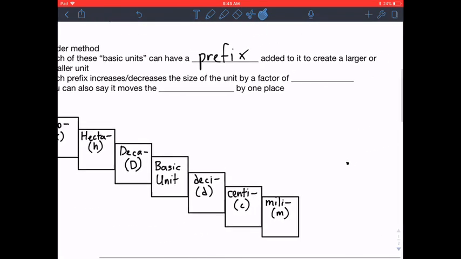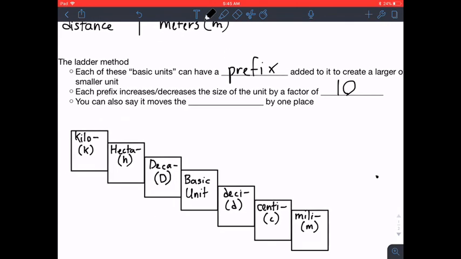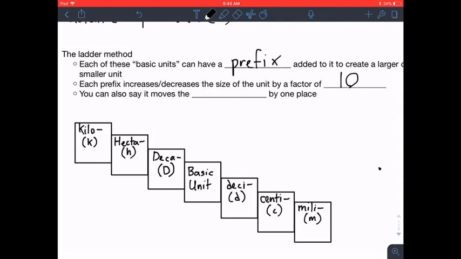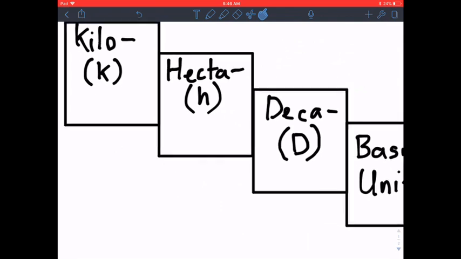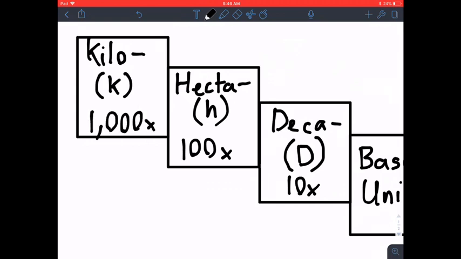Each prefix that you add increases or decreases the unit by a factor of 10. Another way to say that is you can say that it moves the decimal by one place. So what am I talking about? Well, a decameter is 10 times the size of a meter. A hectometer is 100 times the size of a meter. A kilometer is 1,000 times. So you'd have 1,000 meters for every 1 kilometer.